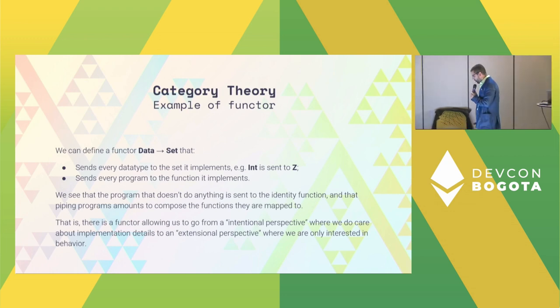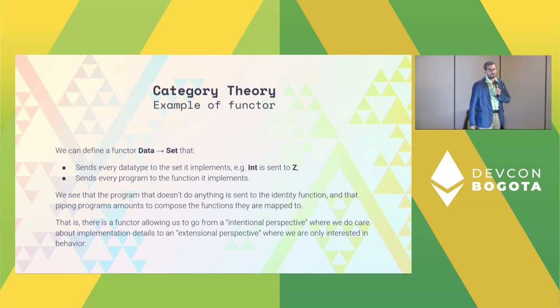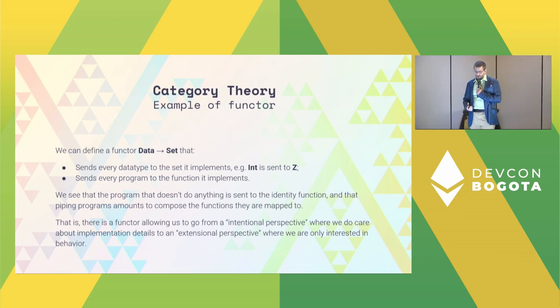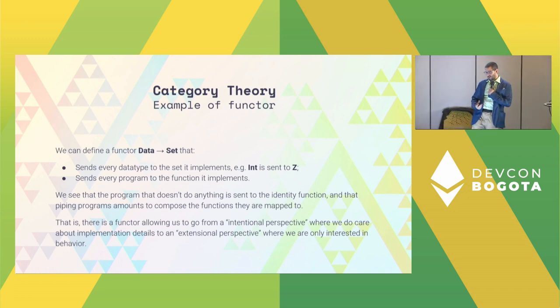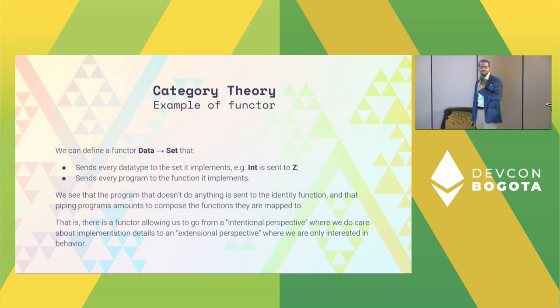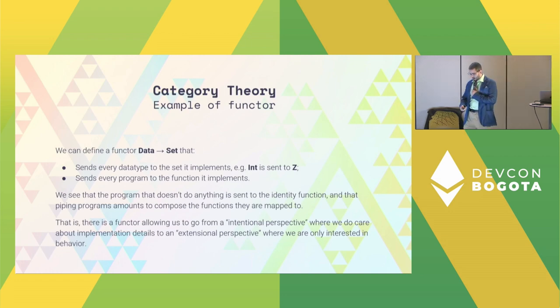So imagine that Int is a data type that you define, I don't know, in Haskell about integers. That data type is basically modeling the set of integers in a computer, right? So conceptually, you can say I can send that to Z. Similarly, if you have the data type String, you can have a set of all the possible words on an alphabet. And again, you can send String to that set.